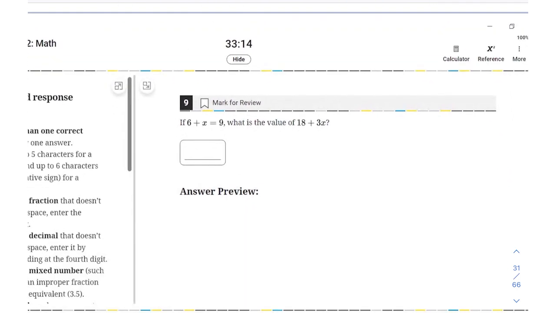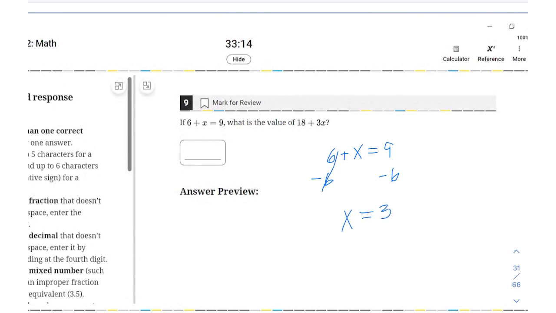Now let's take a look at question 9. Another student-produced response. Here it says 6 plus x equals 9. What is the value of 18 plus 3x? Well, probably the most straightforward way to do this is just to solve for x. So if we have 6 plus x equals 9, we can subtract 6 from both sides, canceling that out, and that would give us x equals 3.